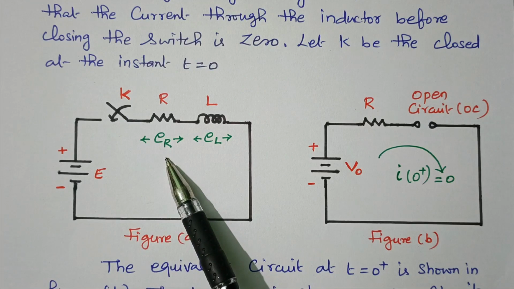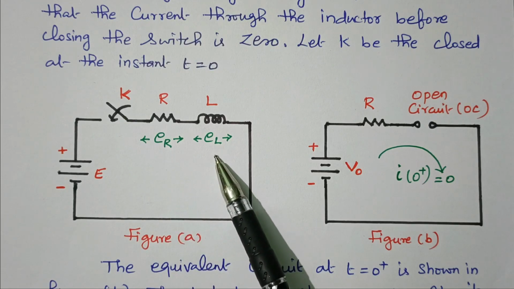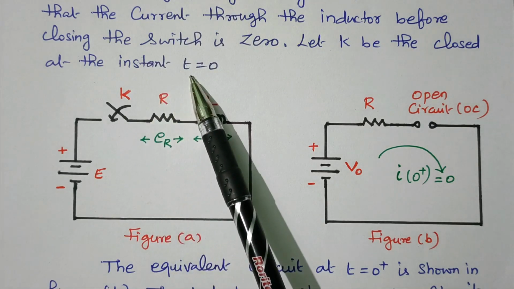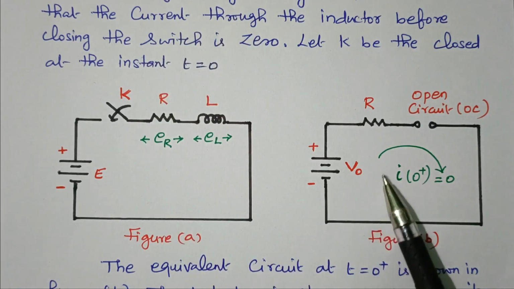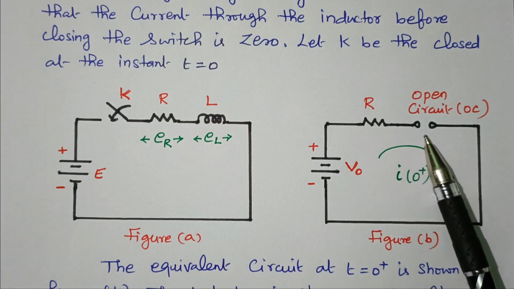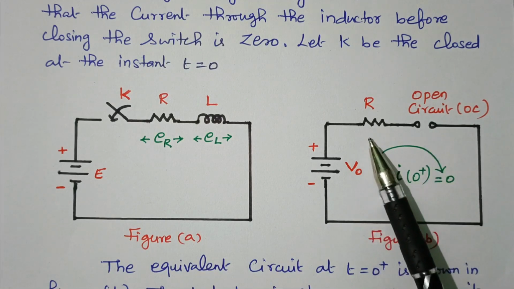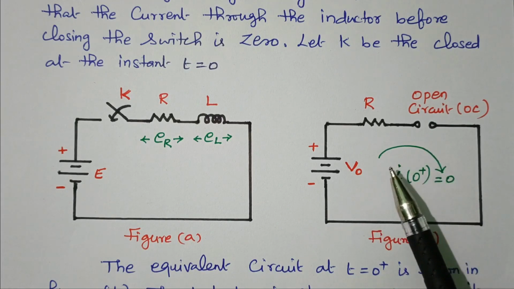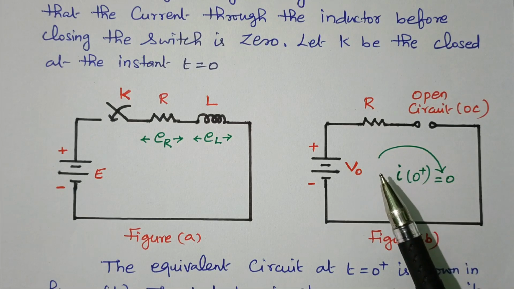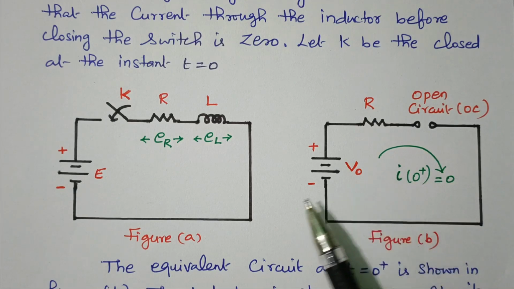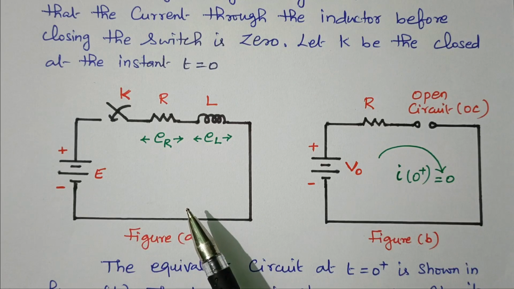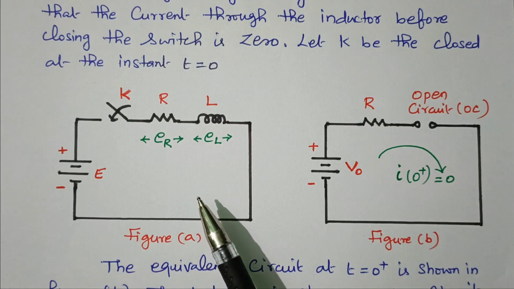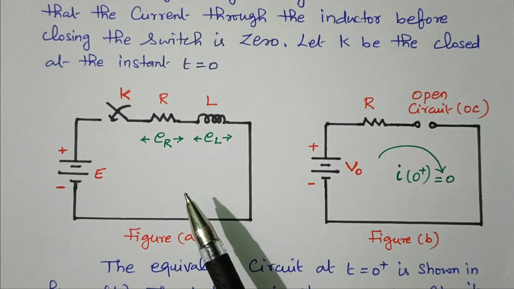The voltage across resistor is ER, voltage across inductor is EL. So after closing the switch at t equal to 0, the circuit behaves like this. The inductor acts as an open circuit. This is a voltage source, resistor, and the inductor acts as an open circuit. In order to find the time response, we need to apply Kirchhoff's voltage law, KVL, to this circuit and find the equation. Then we can apply Laplace transform and inverse Laplace transform to get the time response.